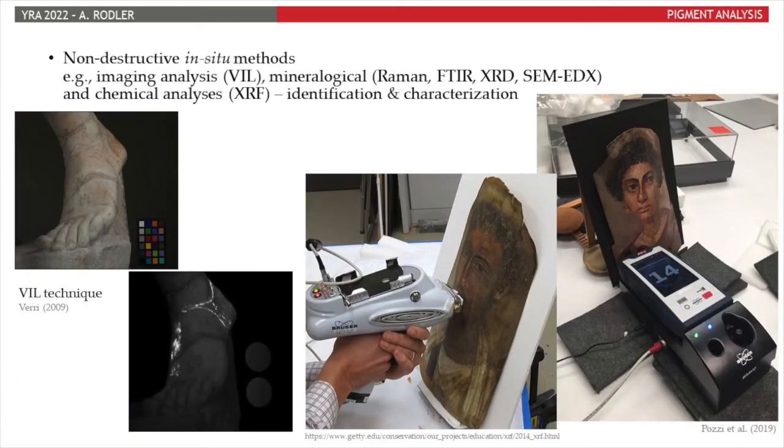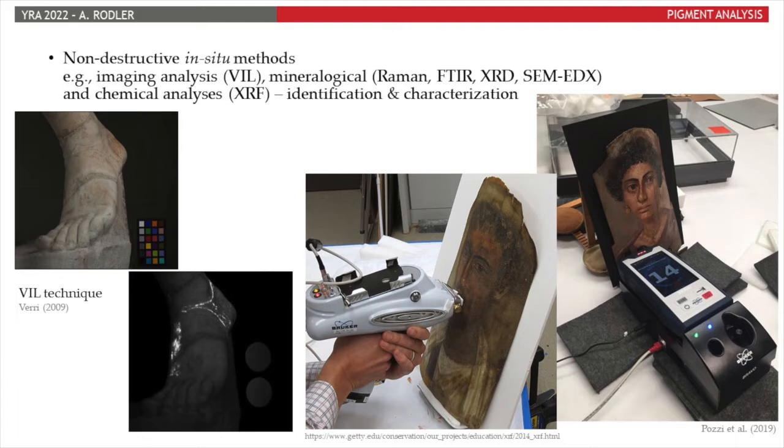So just to give a brief overview, some of these traces of color can be found with just bare eyes or with a microscope and good lighting, of course. But some other traces can also be found in different ways. So what you see here are some non-destructive in situ methods, such as imaging analysis, I'll explain in a moment, but also mineralogical analysis and chemical analysis by XRF.